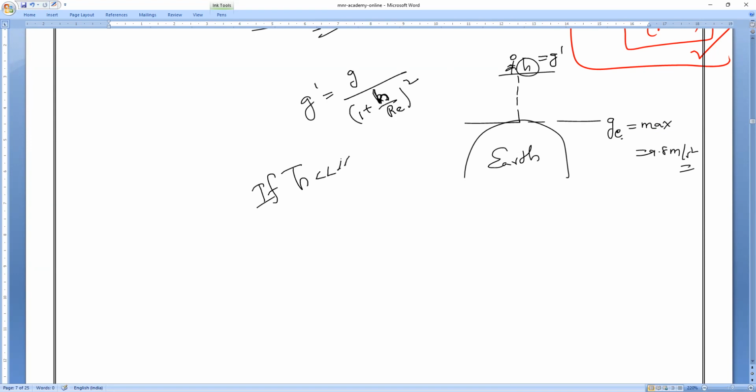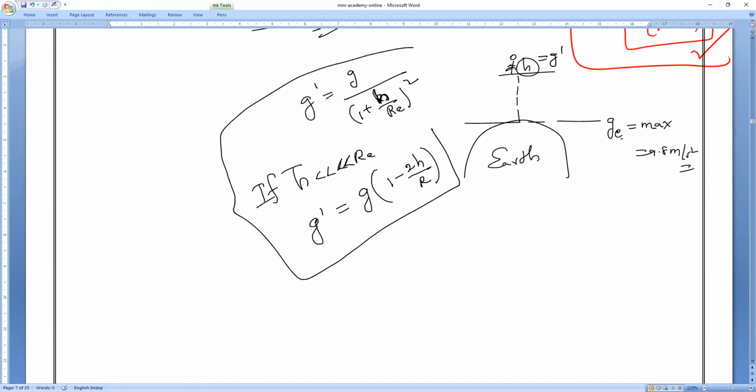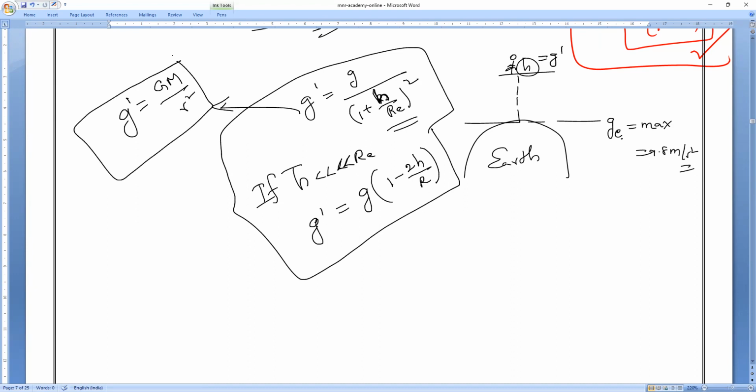If the H value is less than R, the radius of the earth, then G dash is equal to G into (1 minus 2H divided by R). This is the formula. Clear? I hope everybody understands. This is the formula which you have to remember. But before this formula, you have to remember that G dash is equal to GM divided by R square. This is the most important formula, like you can calculate the G value above the ground at any place.